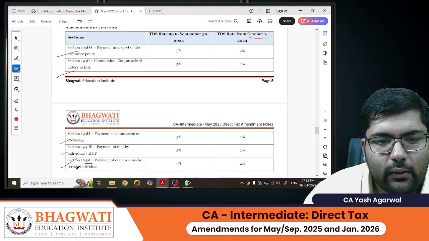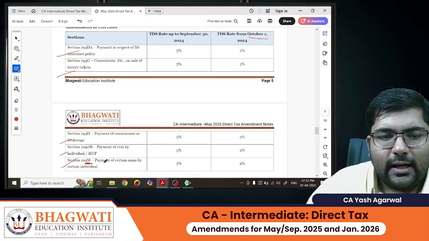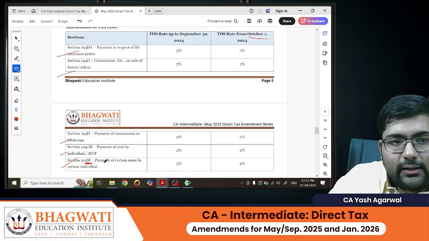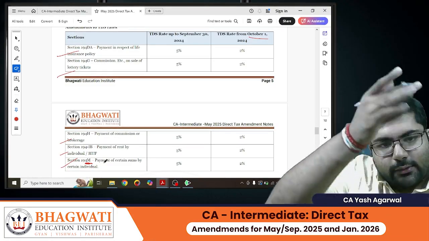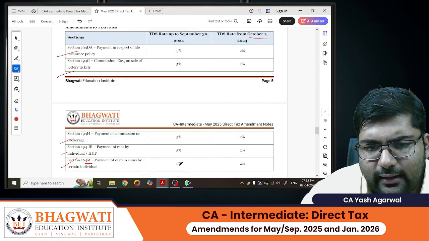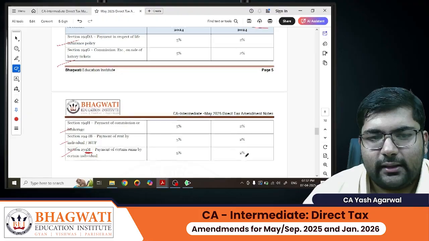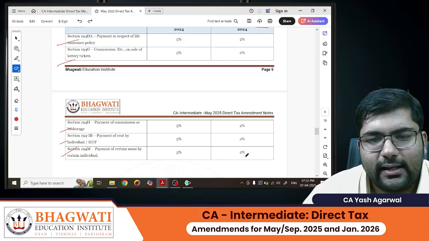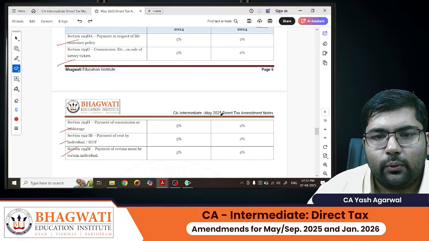If you see, 194M basically covers those cases where individuals have to deduct TDS when they don't get covered under other sections, 194C, 194J, etc. So the TDS rate there used to be 5%, now it has become 2%. That is all the relaxation that has happened in the TDS rates. Very important for you to know.